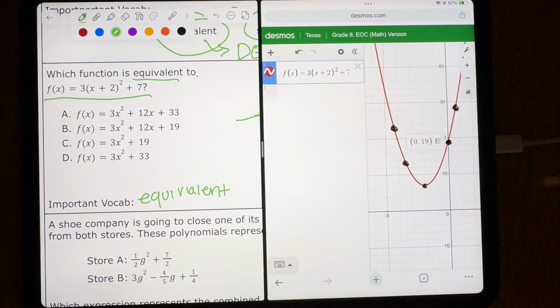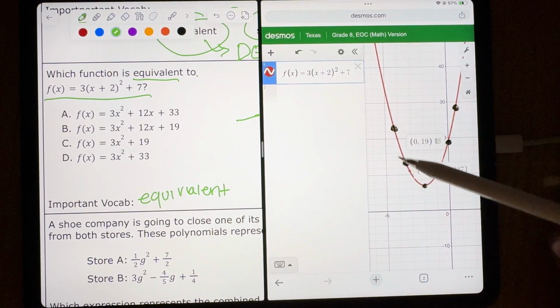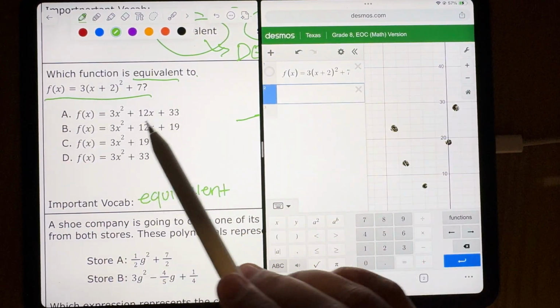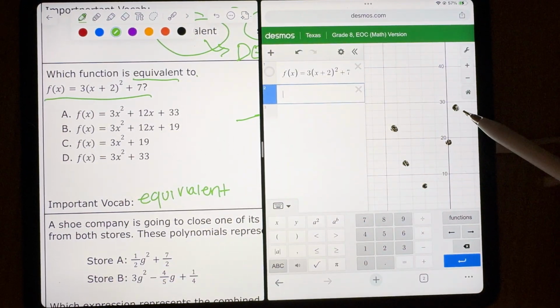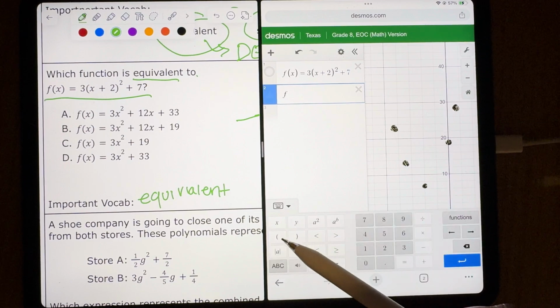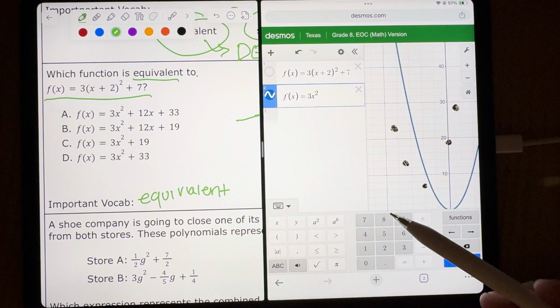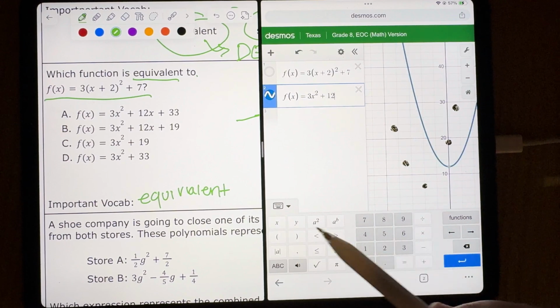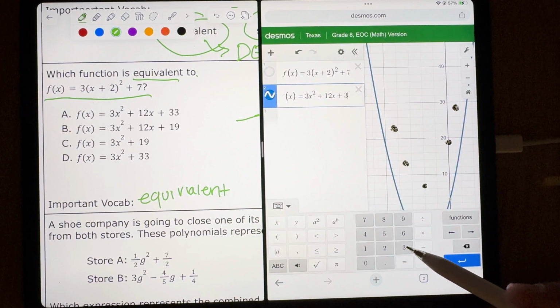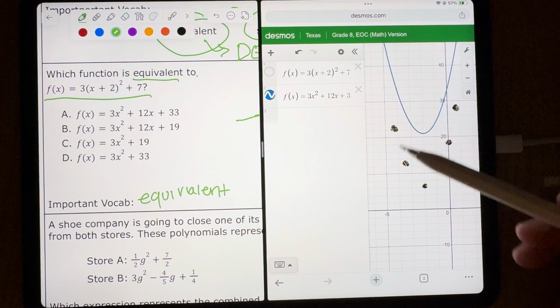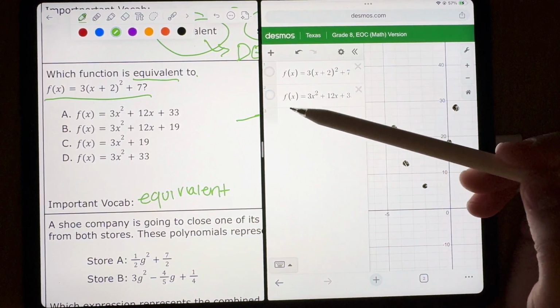So there we go. I have some points, and they're just random points on the red line. It doesn't have to be anything special. They just have to be on this function right here, the red, or whatever color you get. So I'm going to take the color off. Now I'm going to graph A. And I want it to touch every one of these points. So f of x equals 3x squared plus 12x plus 33. See how this one has the same shape but does not touch my 5 points? This is not what I want. So this one cannot be true.